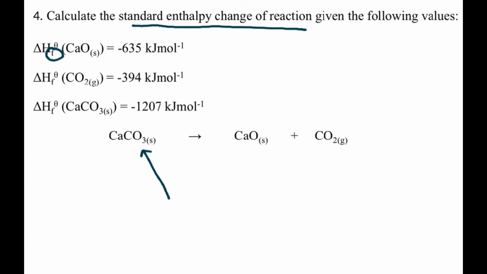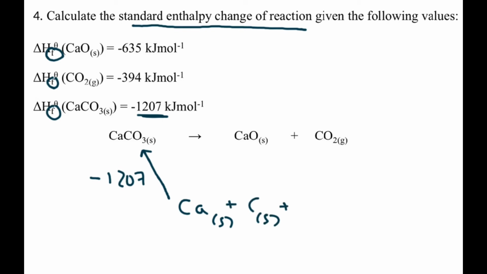As well. Okay, so we've got formation. You can see each of them are formation data. So we've got the formation of calcium carbonate, and we're just going to write the value by the side. The formation of calcium carbonate from its elements in their standard states. So from calcium plus carbon solid plus, can you see how many oxygens we have? We need 3 O's, so we're going to need 1.5 oxygens like that. So that's the formation of calcium carbonate.